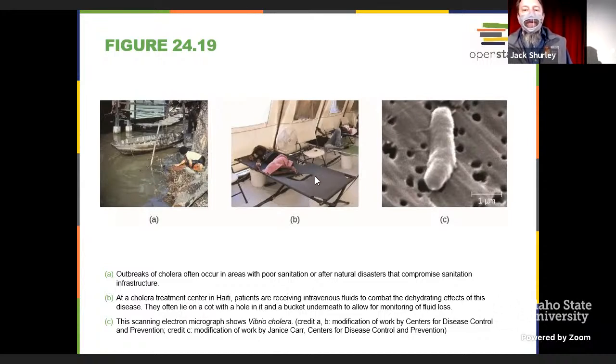And up above, some buckets, 5-gallon buckets, and a hole cut right into the cot. So when you gotta go, there you go. And it says here for easy monitoring of fluid loss, which is probably true. We measure it in 5-gallon bucket loads. All right, that's kind of disturbing.